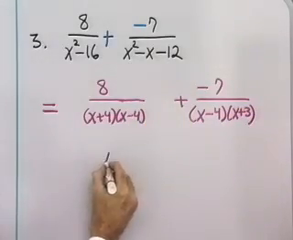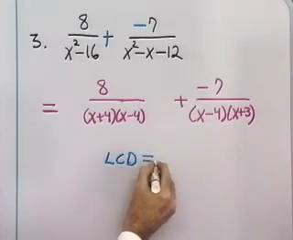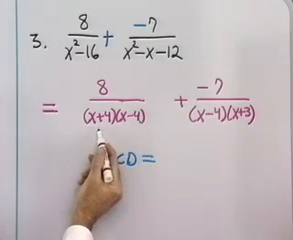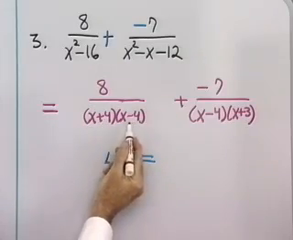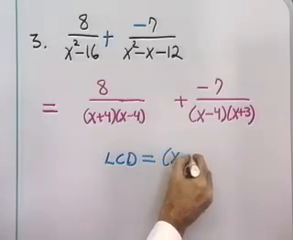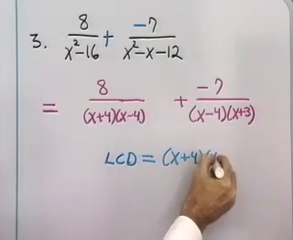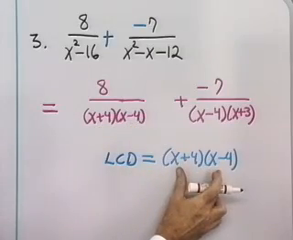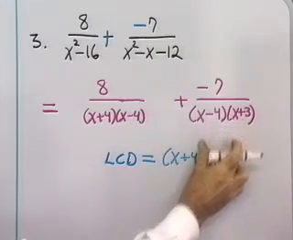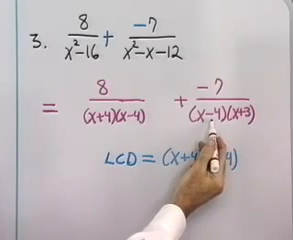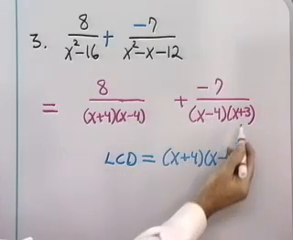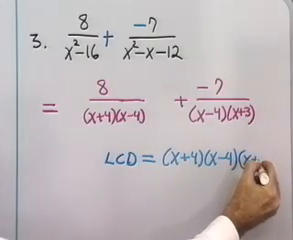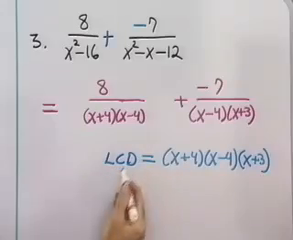Now, I'm going to build a least common denominator from the factors of these two denominators. For this denominator to divide it evenly, I need factors of x plus 4 and x minus 4. So I'll put those in. X plus 4 times x minus 4. Now I know that this denominator will divide the least common denominator. For this denominator to divide the least common denominator, I need a factor of x minus 4. I have one. I need a factor of x plus 3. I don't have one, so I'll write that factor down. So here's my least common denominator.